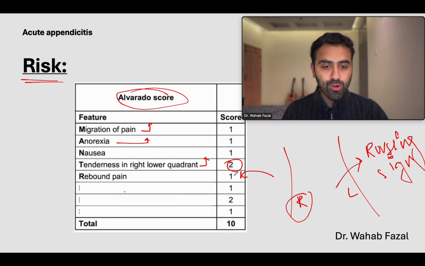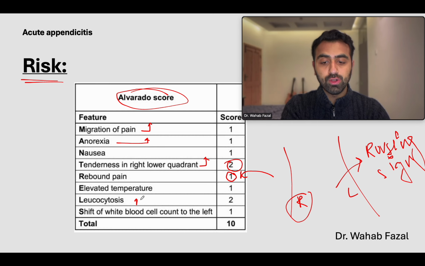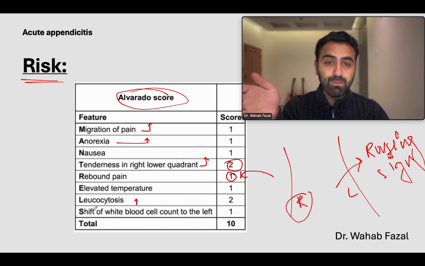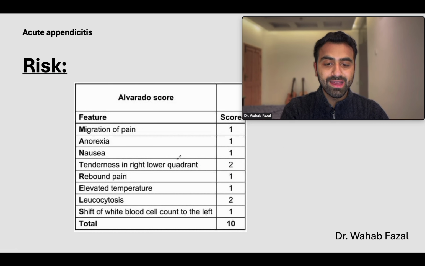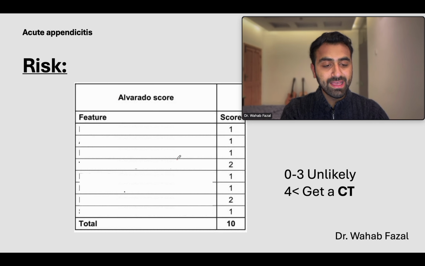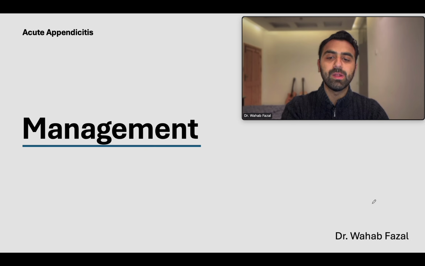If you have rebound pain, this adds 1 point, and then elevated temperature, 1 point. Leukocytosis, meaning you're getting increased WBCs, particularly neutrophilia, you get 2 points, and shift of white blood cell count to the left, meaning the body is generating a lot of younger neutrophils. And how do you interpret this? If the score is 0 to 3, appendicitis is unlikely. If it's more than 4, you want to get a CT right away.